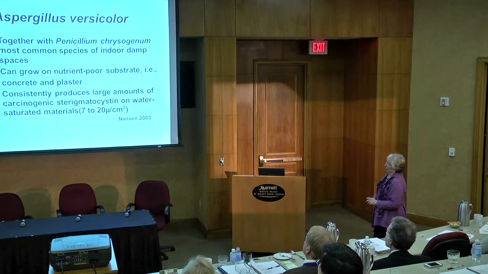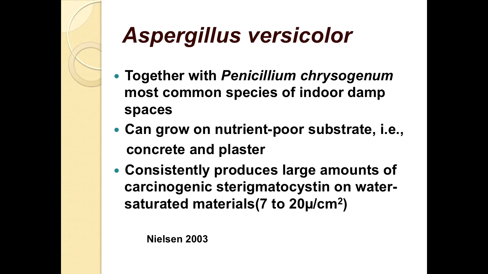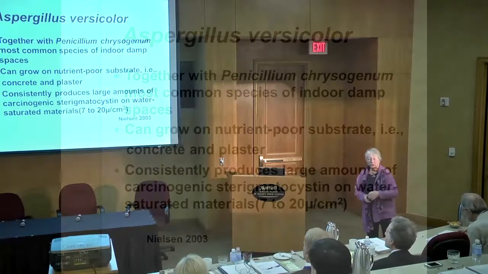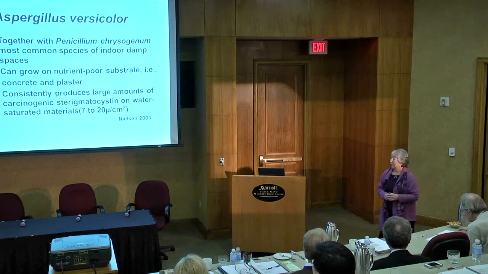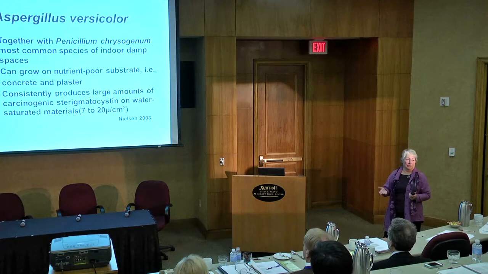So, moving on to Aspergillus versicolor. This was mentioned by Dr. Strauss. Together with Penicillium chrysogenum, it is the most common species of indoor damp spaces. And it can grow in nutrient-poor substrates, even on concrete and plaster. And it consistently produces large amounts of carcinogenic sterigmatocystin on water-saturated materials. Tuomi, another reference, which I think I did not put at the end of my talk, also says that when they have looked, they have found sterigmatocystin, even when they did not find Penicillium chrysogenum, in carpet dust. And it's consistently found in damp spaces.